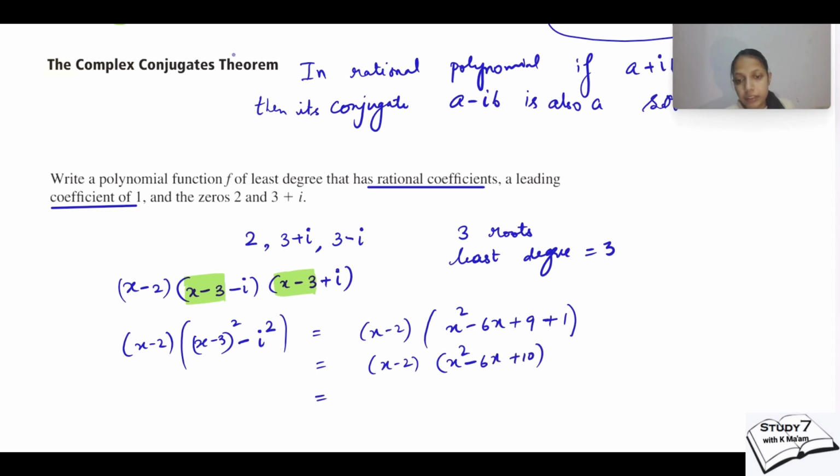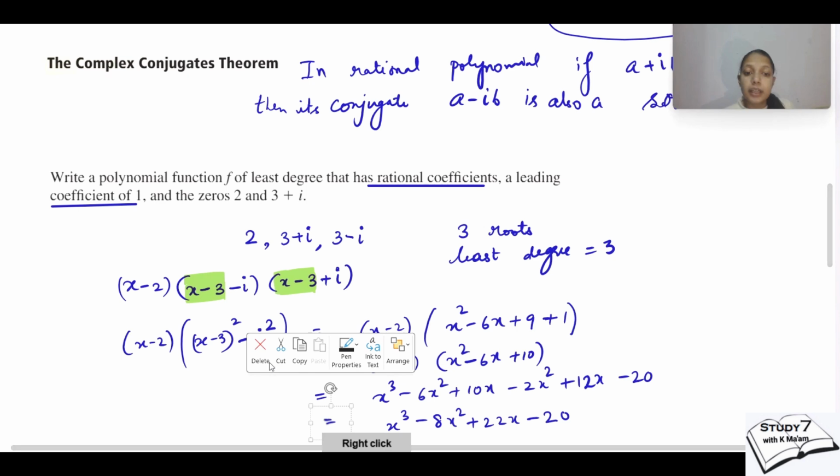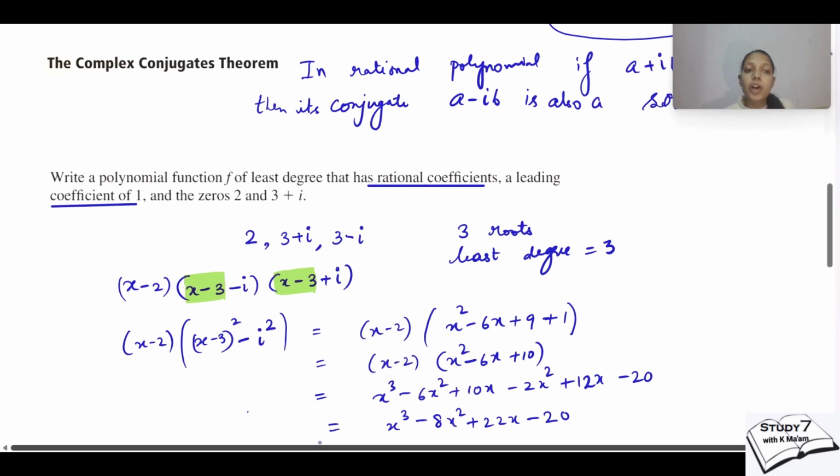Now multiply with this. x cube, minus 6x square, plus 10x, minus 2x square plus 12x minus 20. So x cube as it is, minus 8x square plus 22x minus 20. Done. So this is the polynomial you got after expanding the factors.